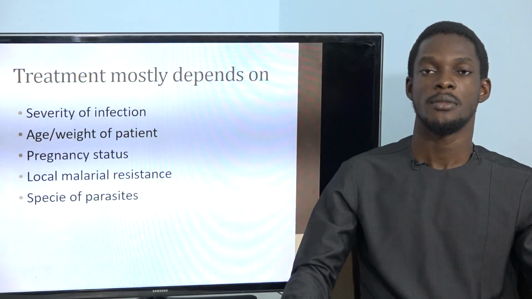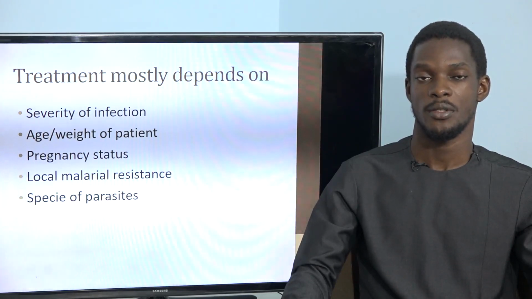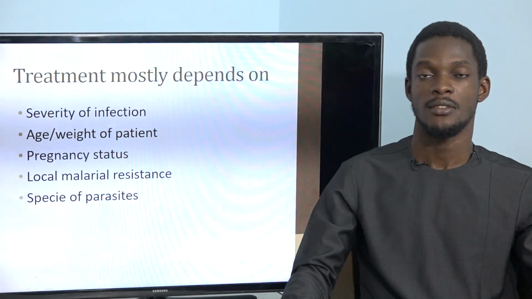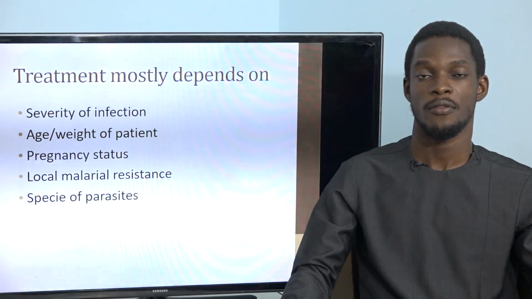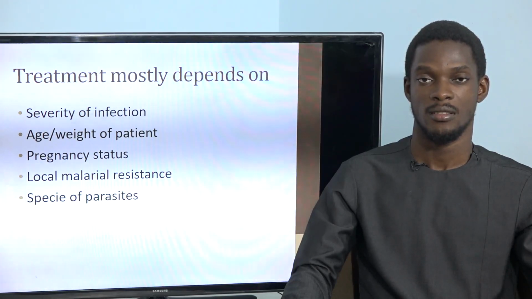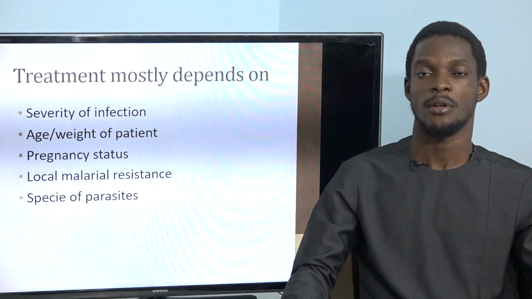Treatment mostly depends on the age and weight of the individual, the severity of the infection, the pregnancy status of the person, the local malaria resistance, and the species of parasites. Note that the severity of the infection can even dictate, without knowing the type of parasite that has infected, the dosage of the anti-malaria drug we should give.